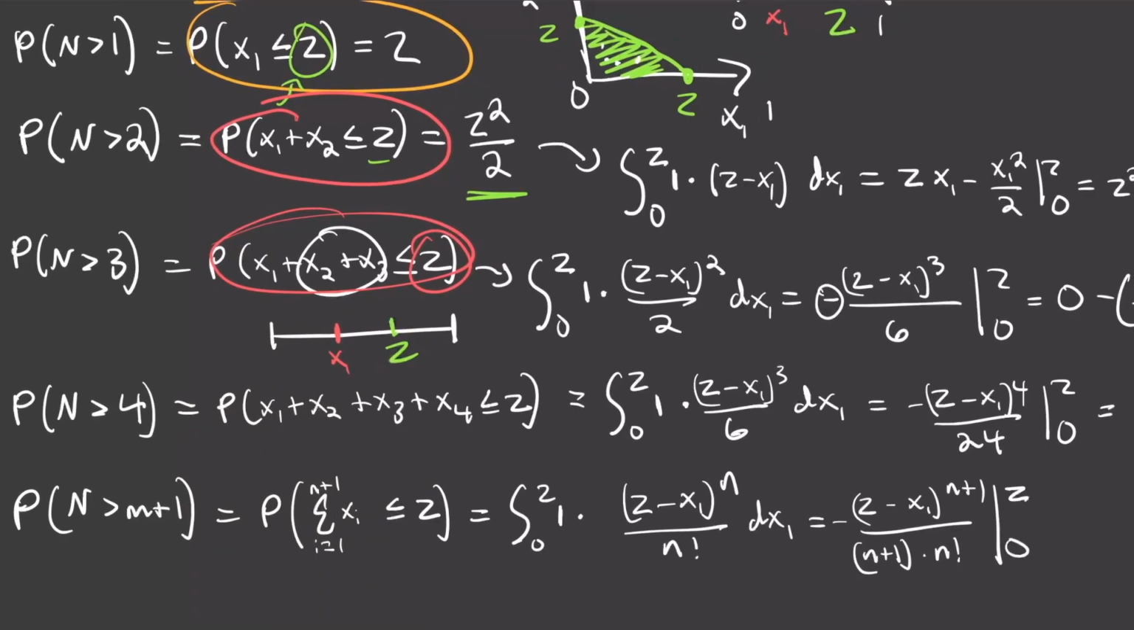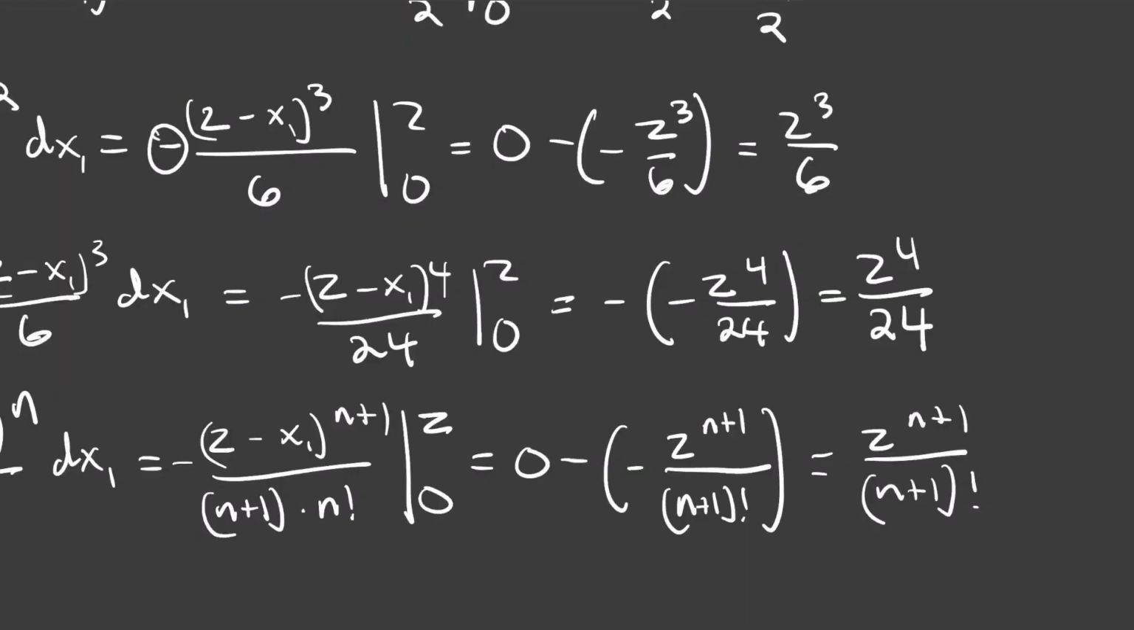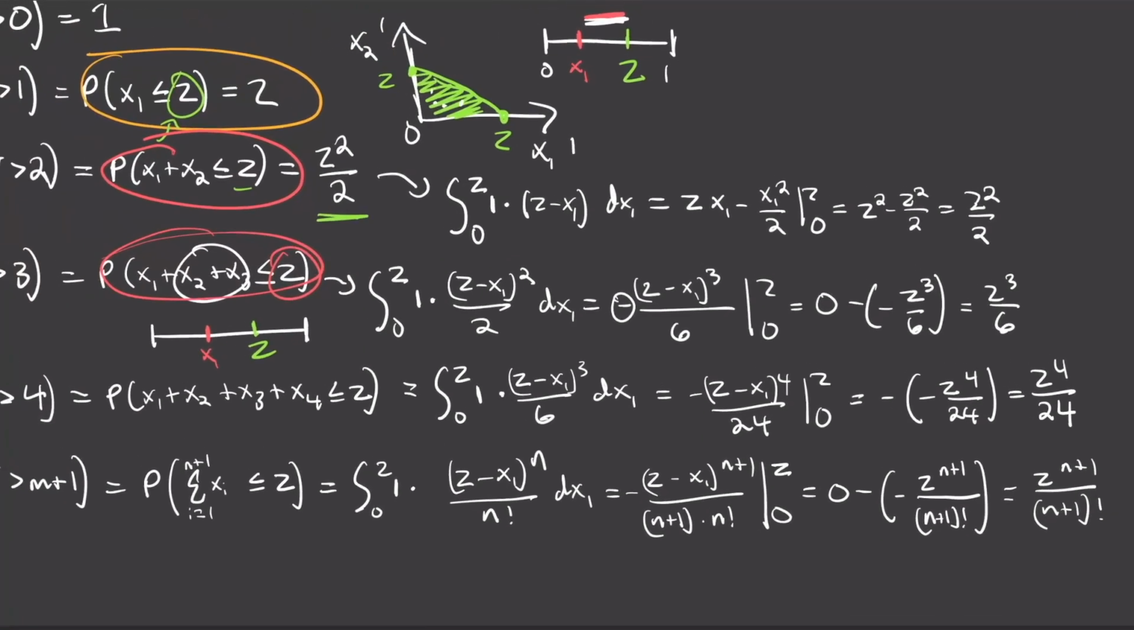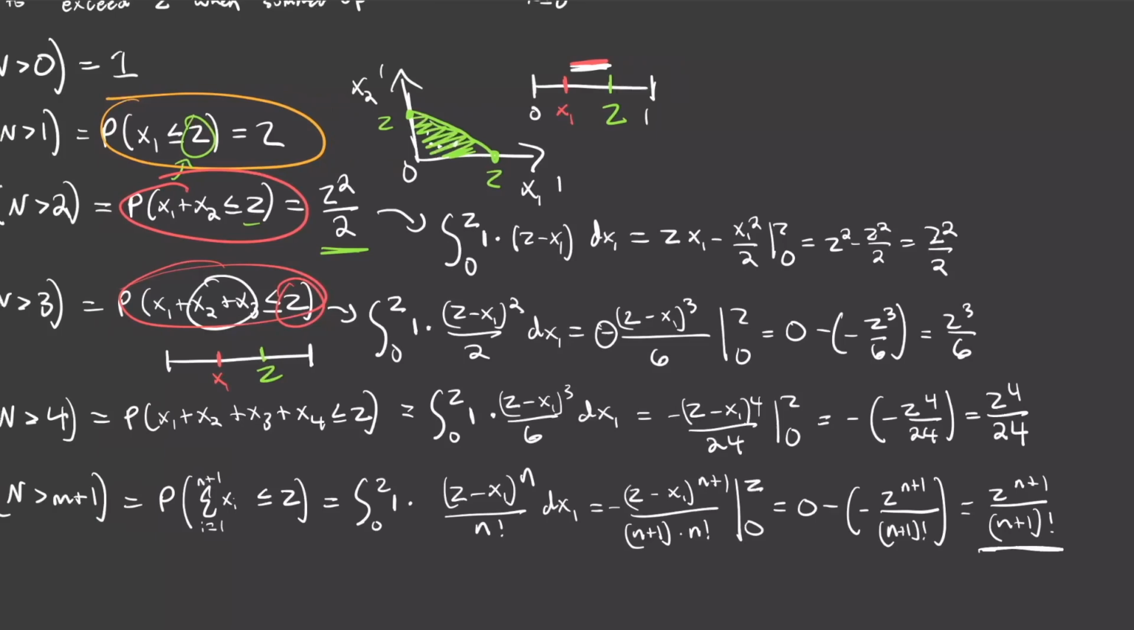When I plug in z, I get 0, so this is going to be 0 minus, and then I have negative z to the power of n plus 1. That's going to be divided by n plus 1 factorial. Then obviously the negatives cancel, and I'm just left with this value right here, which is exactly what we would expect, and it completes the induction step, right? I was trying to prove the probability that n is greater than n plus 1 when we hold that the term previous was true, that I get the exact same pattern, which I do.